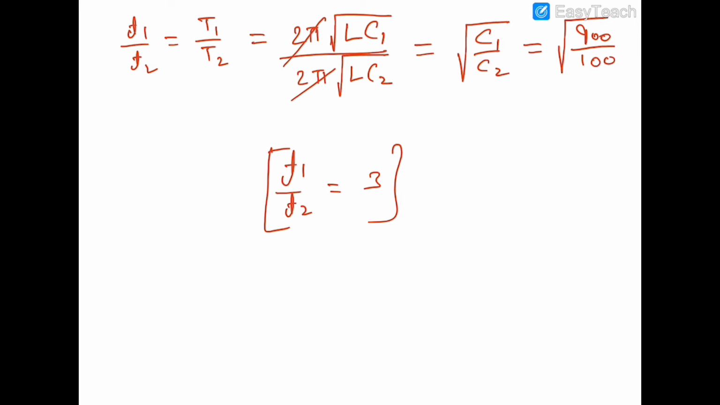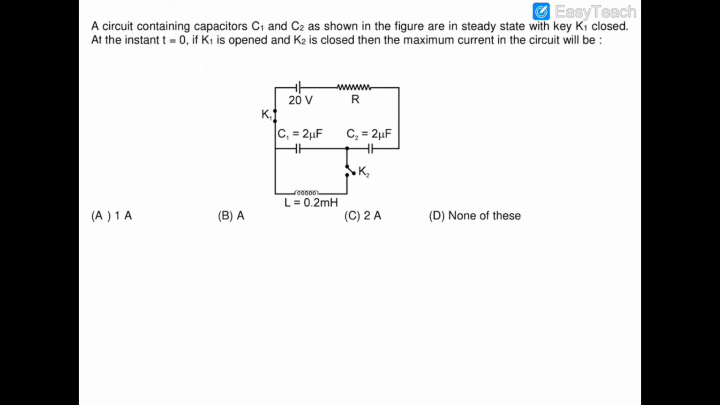Now let's move on to the next question. In this question, initially, as you can see, this switch K1 was closed and this circuit was functional, and this K2 was opened. So the inductor was not in the picture initially. So initially this circuit was active and these two capacitors were charged by the battery, and this circuit was active for infinite time, which means it has been given complete time to attain its steady state.